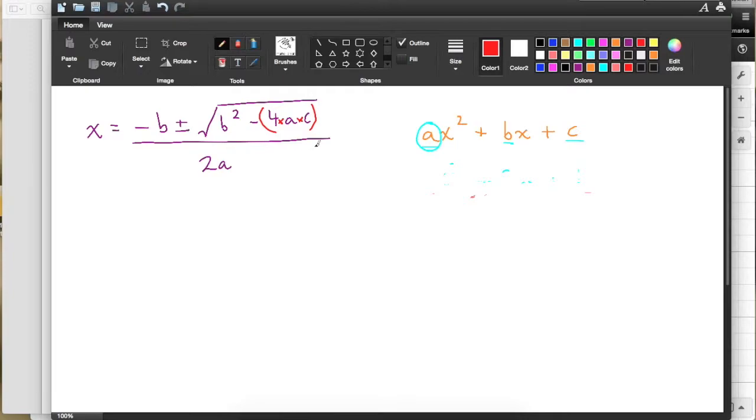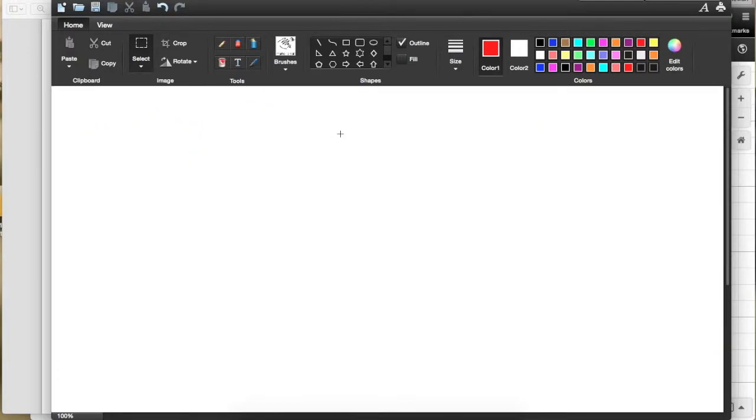Remember your order of operations here. You would do b squared first, minus the result of 4 times a times c, all over 2 times a. It looks a little bit complicated, but once we put some numbers in there, you're going to see how quick and simple it is to use. So I'm going to do question 4 for you now.